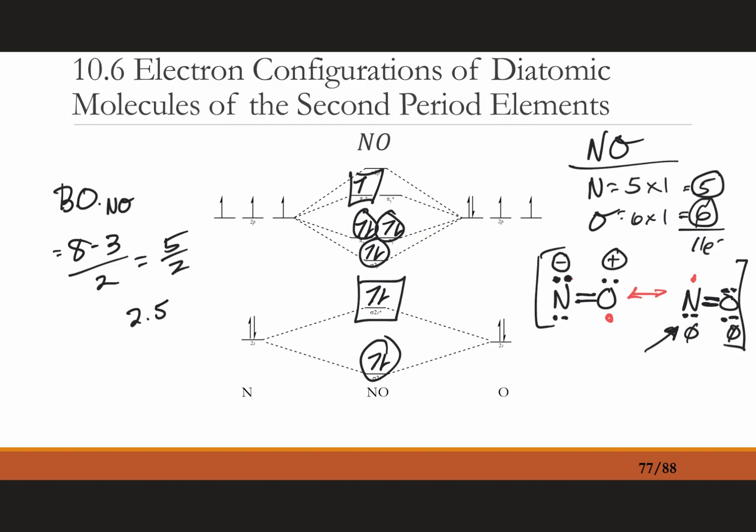Remember, the double bond didn't work because it gave us this radical, or it had 12 electrons. The triple bond didn't work because it had 10 electrons. It's actually a mixture of the two. It's not a double or a triple bond. It's a 2.5 bond.